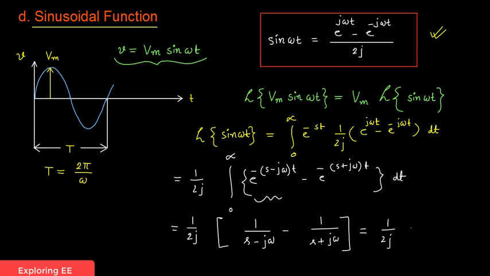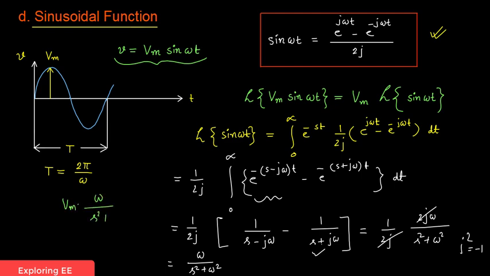The LCM is s square plus omega square, since j square equals minus 1, and the numerator is twice j omega. So twice j will be cancelled out, and the answer is simply omega by s square plus omega square. So the Laplace transform of Vm sin omega t is given by Vm into omega by s square plus omega square.